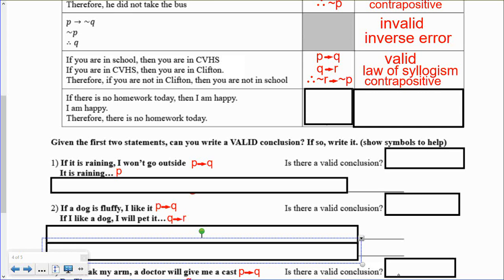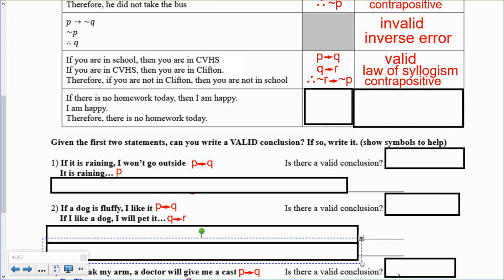So it's still a law of syllogism, but instead of ending with your traditional P, arrow, R, they just use the contrapositive instead, which is still valid. I bring this up because sometimes they'll do that to you, expecting you to think that because it doesn't end with P, arrow, R, it's invalid, but don't fall for their trap. It's still valid if they end with the contrapositive.